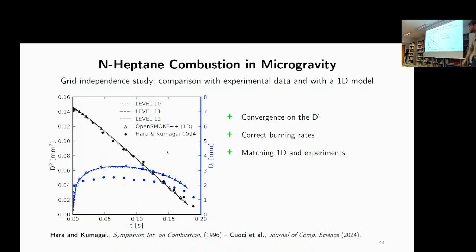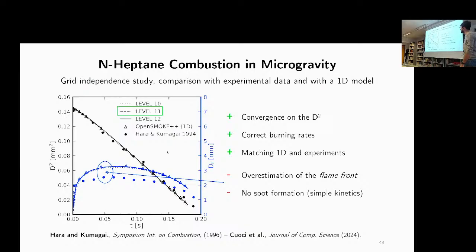Now let's take a look at the quantitative behavior for different levels of refinement. The black line shows you the square diameter in time. You can see that as we increase the level of refinement, we tend toward the triangles, which are a benchmark one-dimensional model, and also toward the dots, which are experimental data by Hara and Kumagai. We get a very similar slope on the square diameter in time. The blue line instead is the flame diameter. We have a very good agreement with the one-dimensional model, but there is a discrepancy with the experimental flame front.